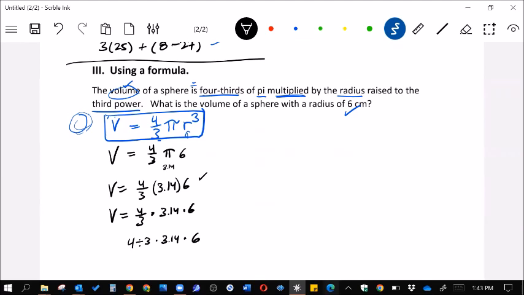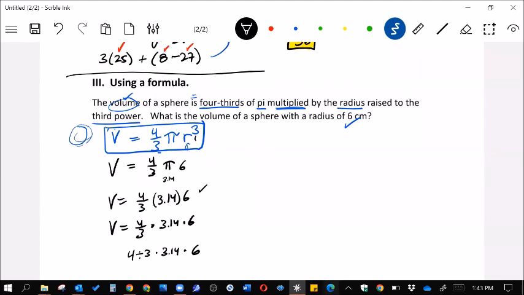Oops, I forgot something, my mistake. Let's come back up here. I forgot the cube, which means that this is not a 6 here unless I change it. 6 cubed is 216. Now I would put all that in the calculator, and that would give me approximately 904.